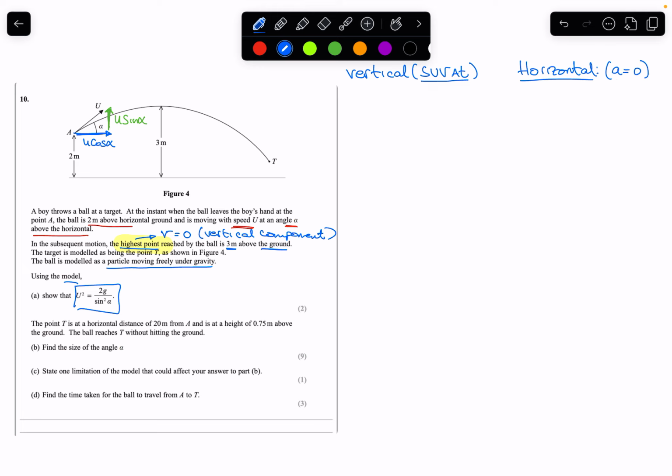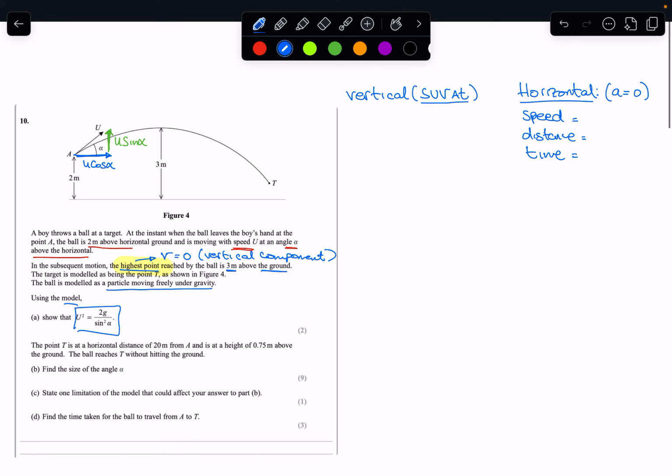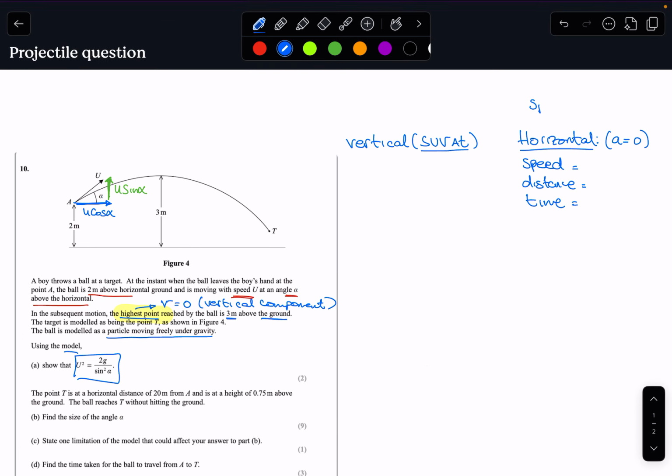So the object should always move at a constant velocity horizontally. And horizontally, the only 3 things that we need to consider are speed, distance, and time. So there's only one formula that you can apply horizontally, and that's speed equals distance over time. That's the only formula that you should be applying here. So I'll write it here: speed equals distance over time.